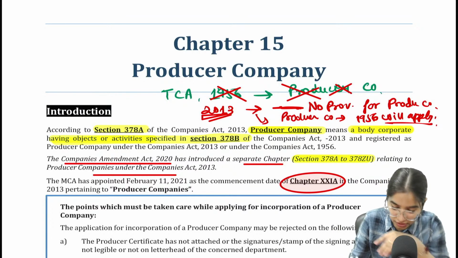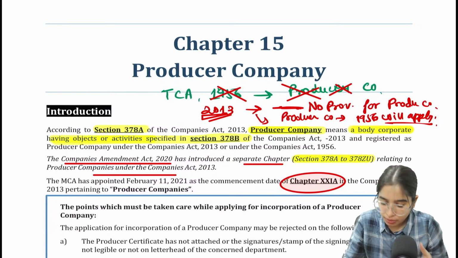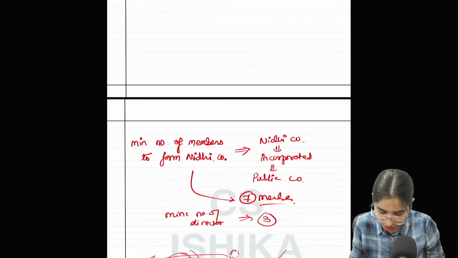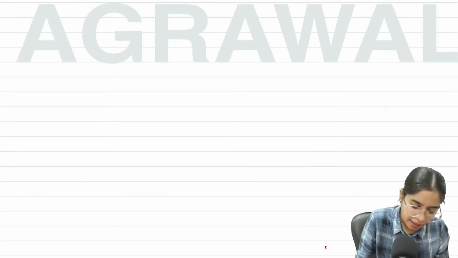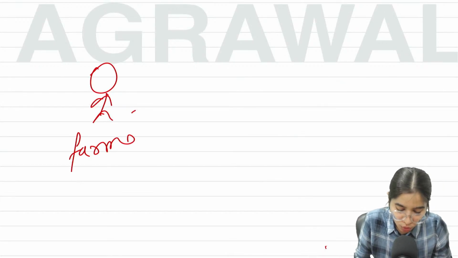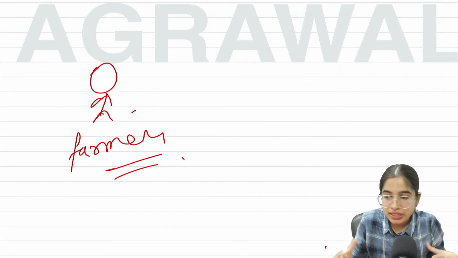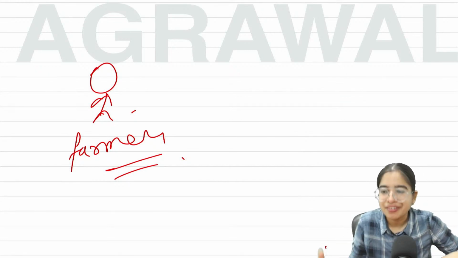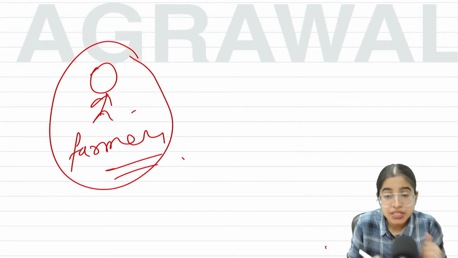Great. So now starting with the next chapter, which is producer company. I'll give you a brief introduction about this chapter so that you will develop an idea about this topic. Basically, this company is for farmers who are doing agriculture activity, who are doing production activity, who are producing grains and all, who are doing harvesting, cultivation, all this. So basically, this company is made for them.